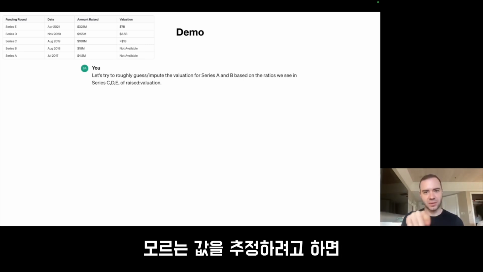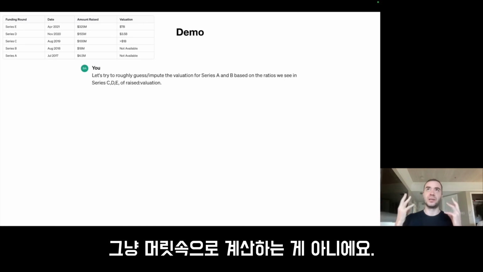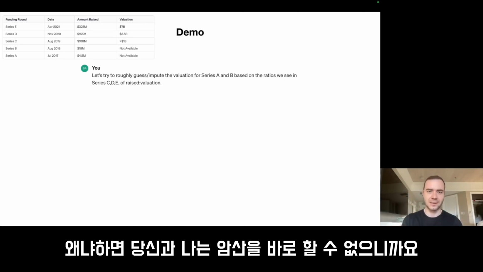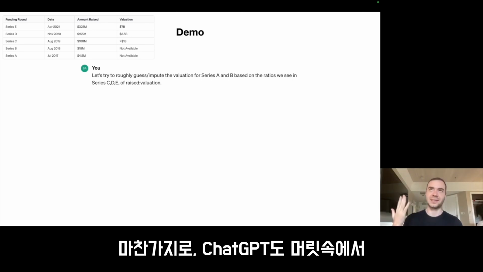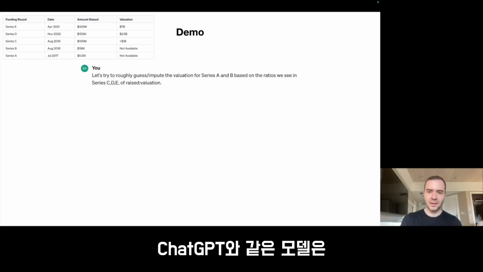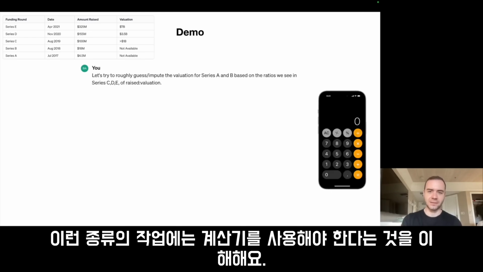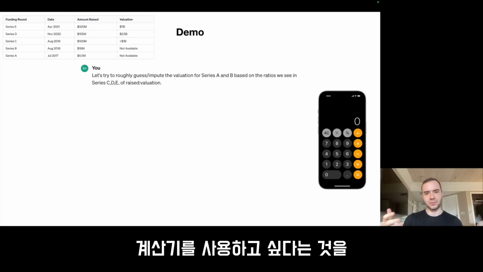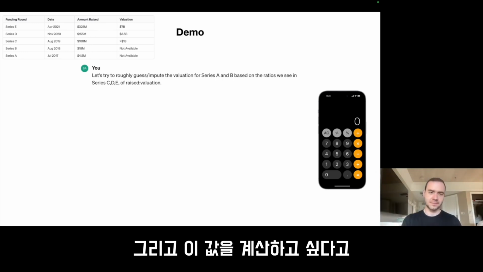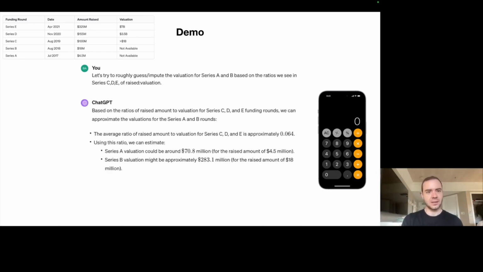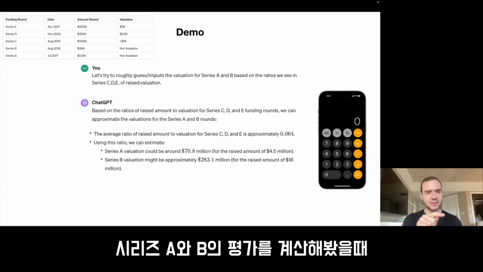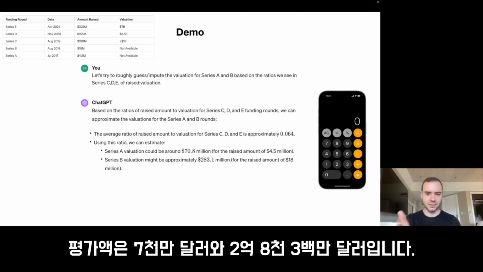Well, if we're trying to impute not available, you don't just try to work it out in your head. That would be very complicated because you and I are not very good at math. In the same way, ChatGPT, just in its head, is not very good at math either. So ChatGPT understands that it should use a calculator for these kinds of tasks. It again emits special words that indicate to the program that it would like to use the calculator and would like to calculate this value. What it does is it calculates all the ratios, and then based on the ratios, it calculates that the series A and B valuation must be, whatever it is, 70 million and 283 million.